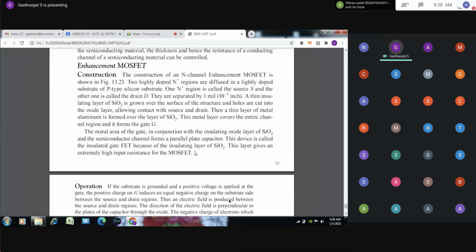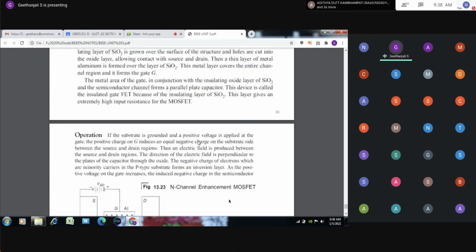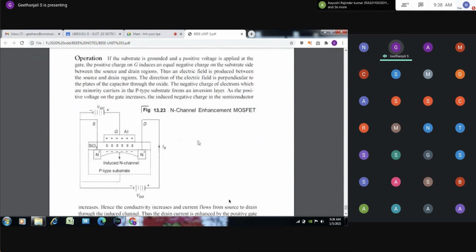This device is called the insulated gate FET because of the insulating layer of silicon dioxide. This layer gives an extremely high input resistance for the MOSFET. So what about the silicon dioxide? It is providing the high input resistance to the MOSFET. So then operation, let us see the operation.